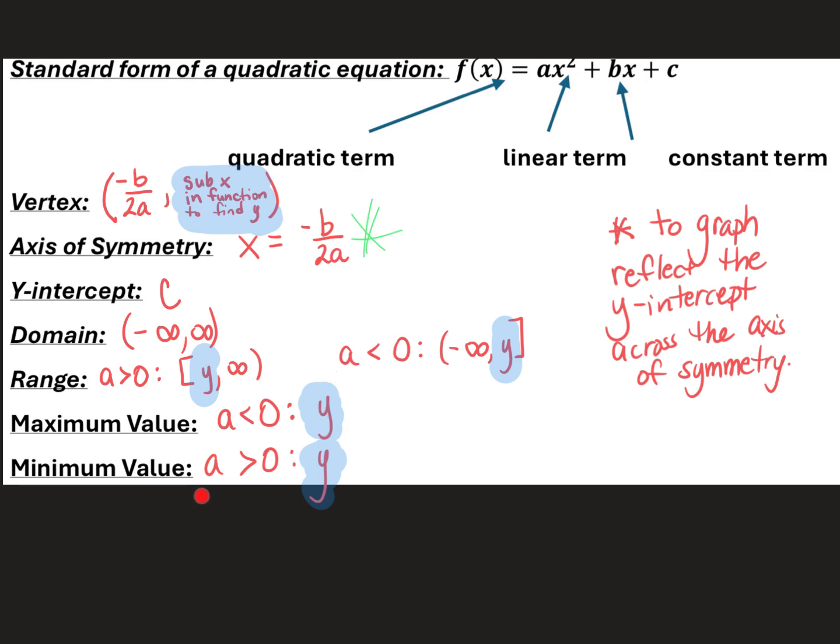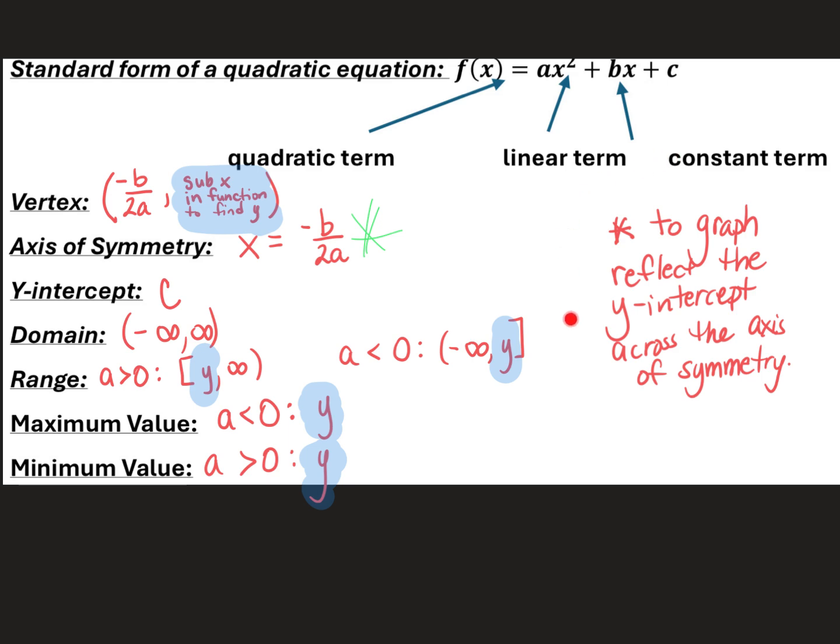The minimum value, so if a is positive and it points up, then the minimum value is the y value of your vertex. So that's your minimum point, and the actual minimum value is the y value of your vertex.